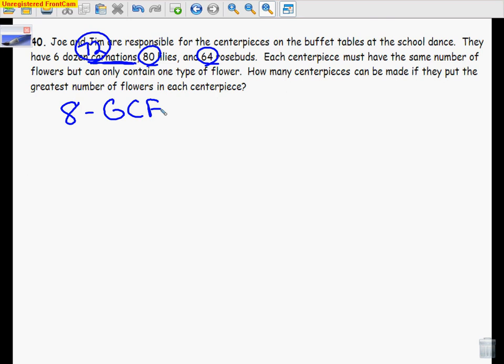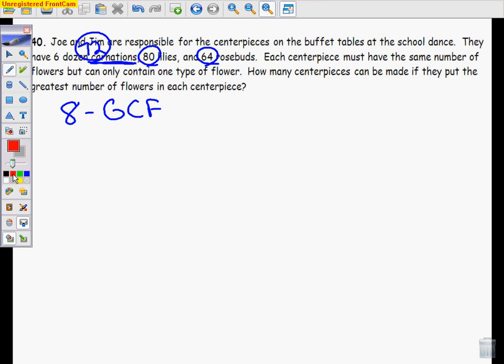Now that we know that 8 is the GCF, we can find out how many of each centerpiece we can deal with. For example, how many carnation centerpieces will we have if we put 8 carnations in each centerpiece? Well, we'll have 9 of those because 8 goes into 72 9 times. How many lily centerpieces will we have if we have 8 in each centerpiece? We'll have 10 of those.